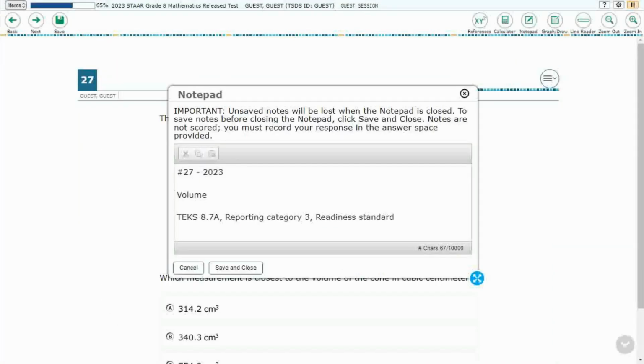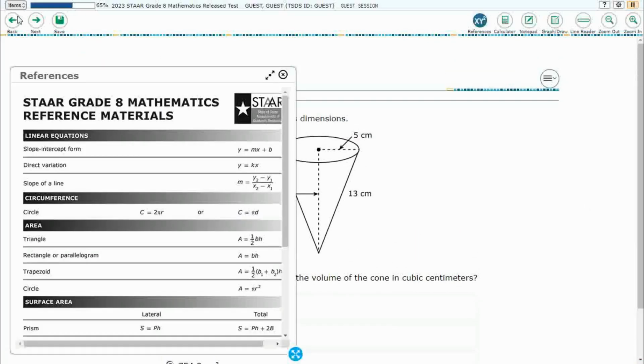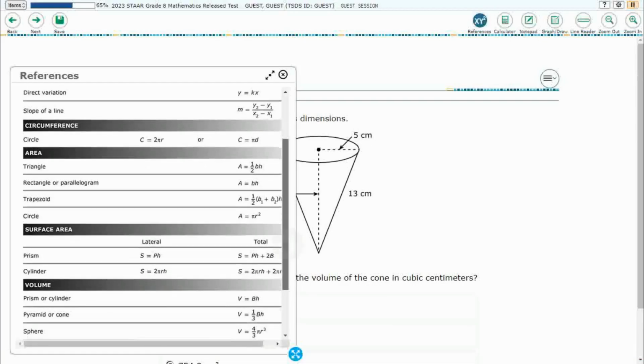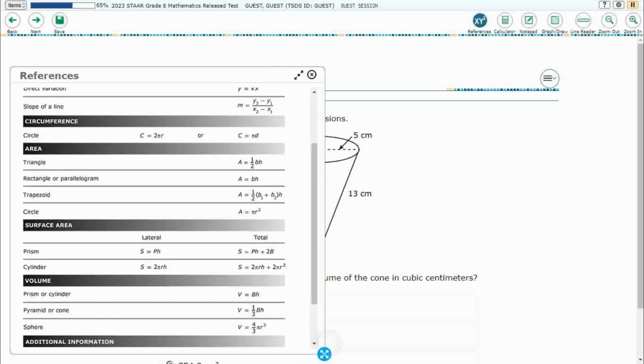For number 27, we are looking at volume. This is a readiness standard, TEKS 8.7a in reporting category 3. So we have a cone here. We simply need to find the volume. So let's open up our reference materials. And we are going to see that volume right there. We've got 3 different rows to choose from. And we need to expand it out here.